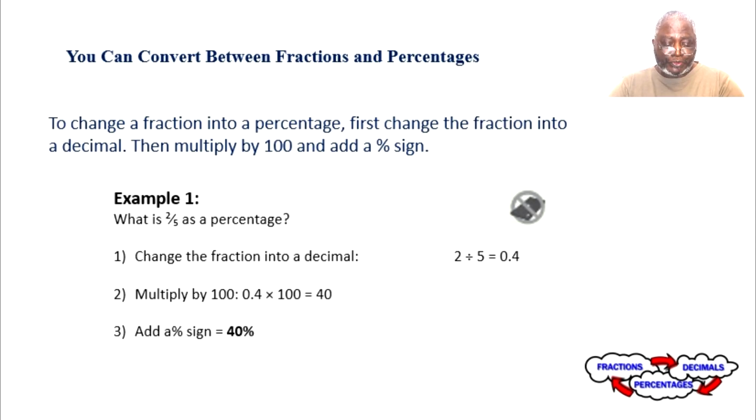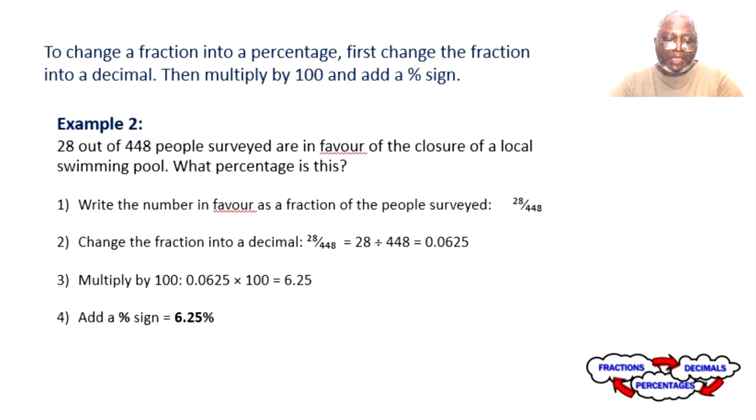Example 1. What is 2/5 as a percentage? Try to do it without a calculator. Change the fraction into a decimal. Use 2 divided by 5, which is 0.4. Then multiply by 100, which is 0.4 times 100 is 40. So you add your percentage sign, it will be 40%.